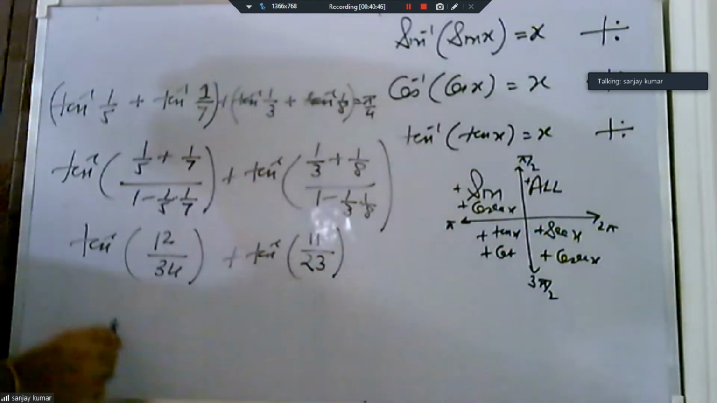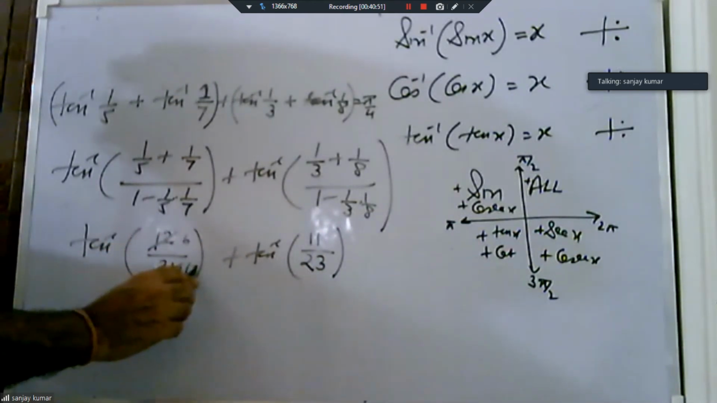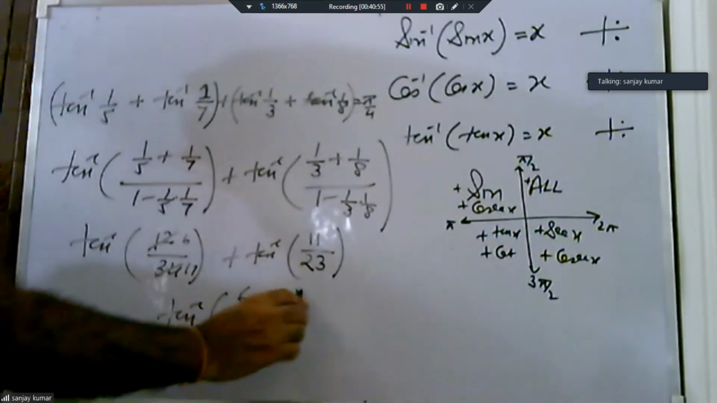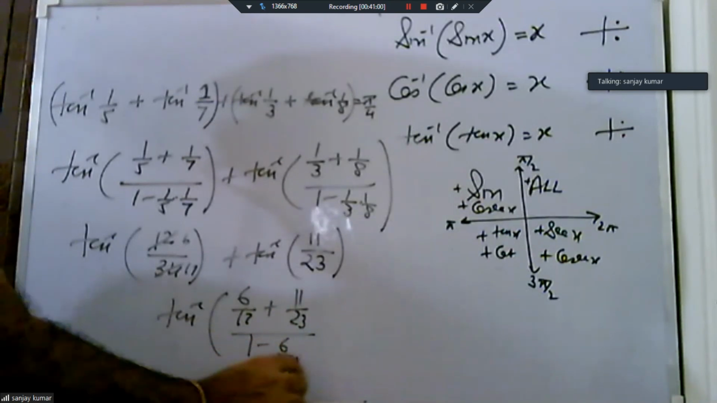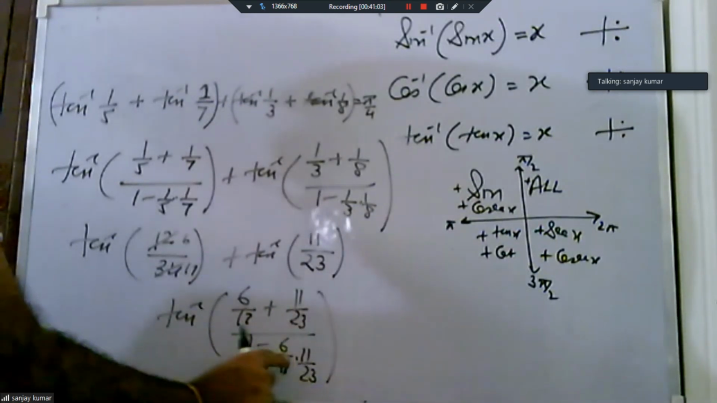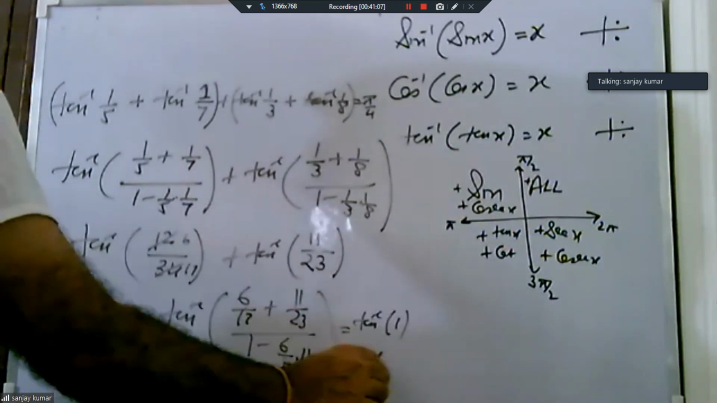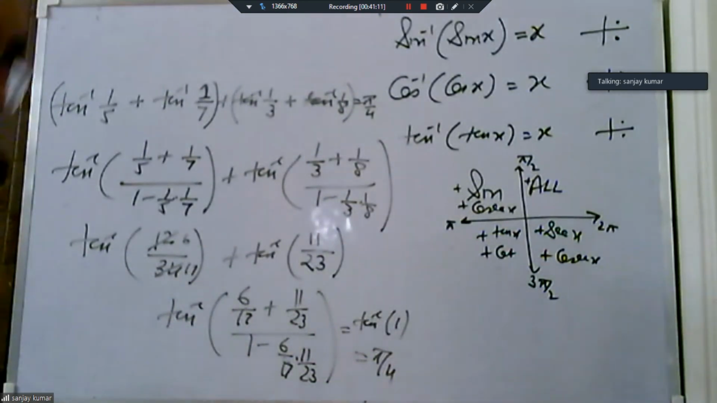Then we apply the formula. This can be cancelled, 2 sixes are 12, 2 17s are 34. We again apply the formula: 6 by 17 plus 11 by 23 upon 1 minus 6 by 17 into 11 by 23. By solving, we get tan inverse 1, and tan inverse 1 is pi by 4. So what we do here: we take the first two numbers, then the second two numbers, we apply the formula, then after that again we apply the formula and we get the answer. Okay?